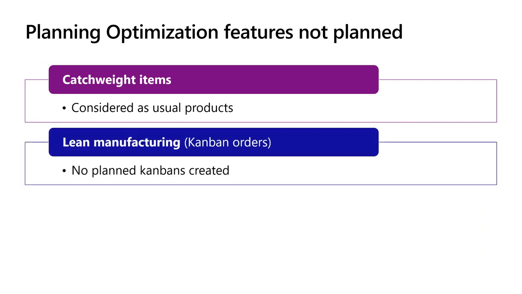Lean manufacturing is not supported in planning optimization. So if you have items with a planned order type of Kanban, no planned Kanbans will be generated by planning optimization. These are features that haven't been prioritized because they haven't had as high demand, but if you need either of these, please let us know through your Microsoft support channels or by filling out the survey that we mentioned at the beginning of the presentation.